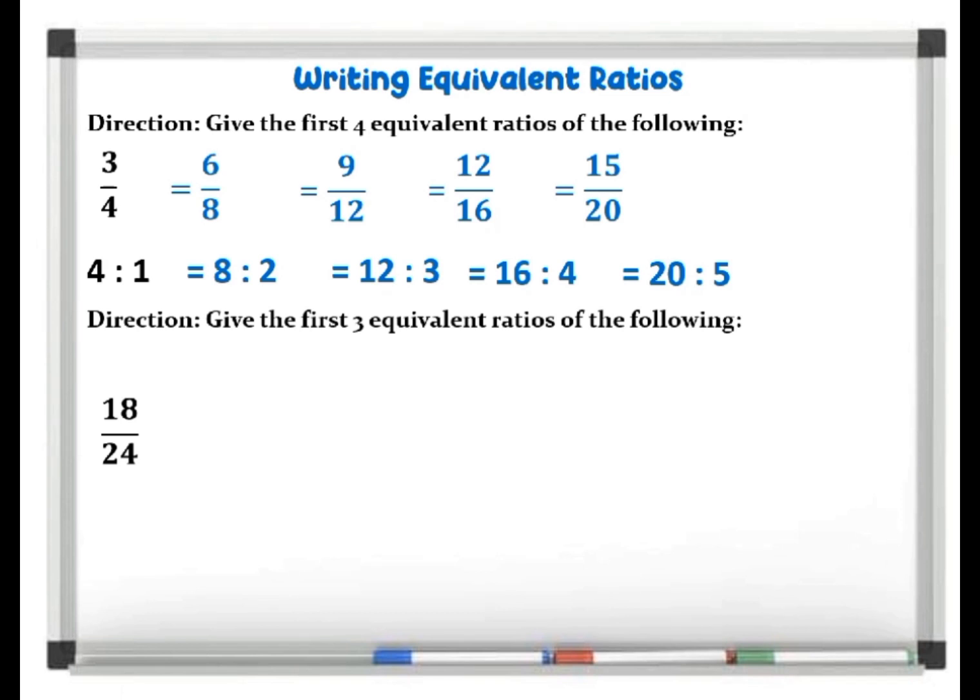Pero bago yan, alamin muna natin ang common factor ng 18 at 24. Ano-ano nga po ba ang kanilang common factor? Okay. So, ang factors ng 18 ay 2, 3, 6, 9, at 18. Ano naman po ang factors ng 24? Ang factors ng 24 ay 2, 3, 4, 6, 8, 12, and 24.